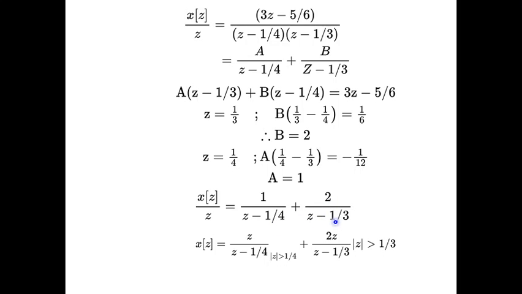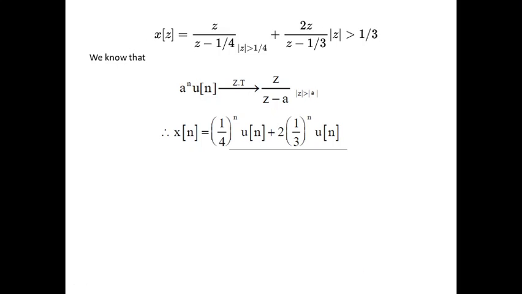In the given problem, the region of convergence was modulus of z greater than 1 by 3. So when the combined ROC is greater, the individual ROCs will also be greater. So X of z, taking z to the other side, is z by (z minus 1 by 4), modulus of z greater than 1 by 4 because this is the corresponding pole, and 2 z by (z minus 1 by 3), where 1 by 3 is the corresponding pole. So taking z to the other side leads to this equation. Now we can take the inverse z transform.